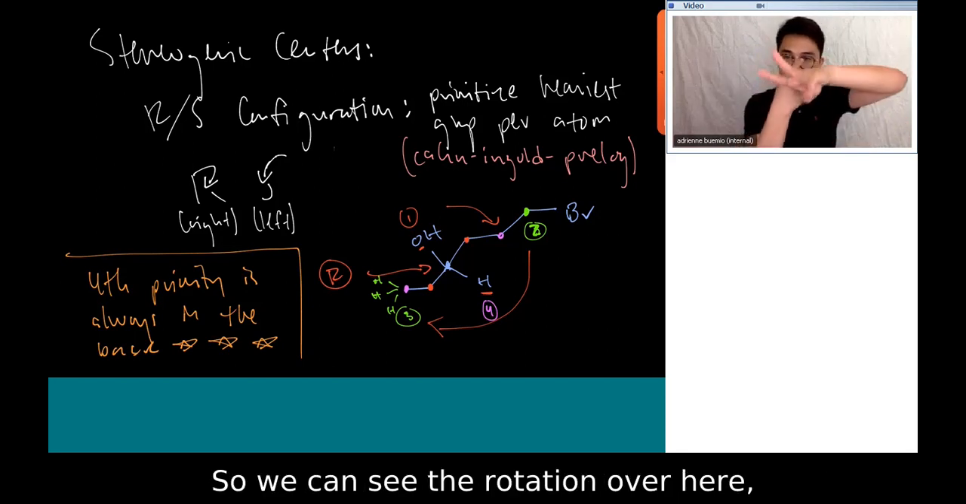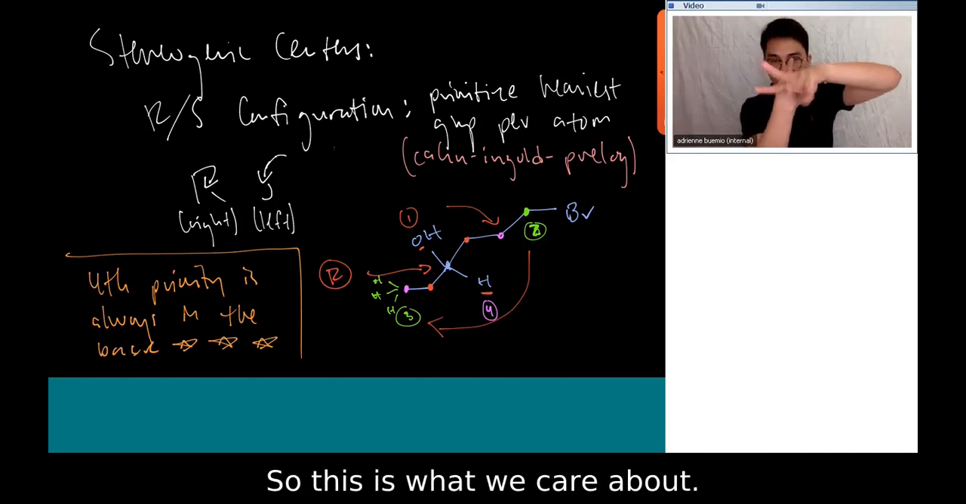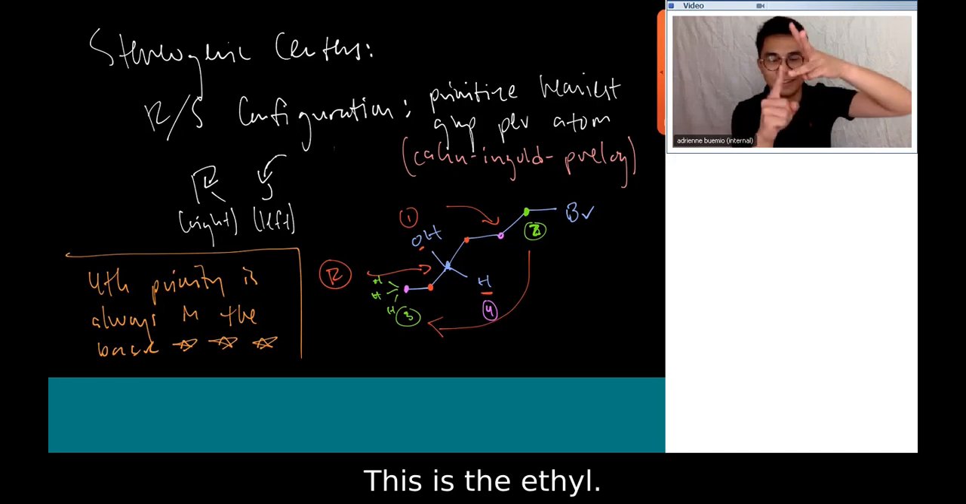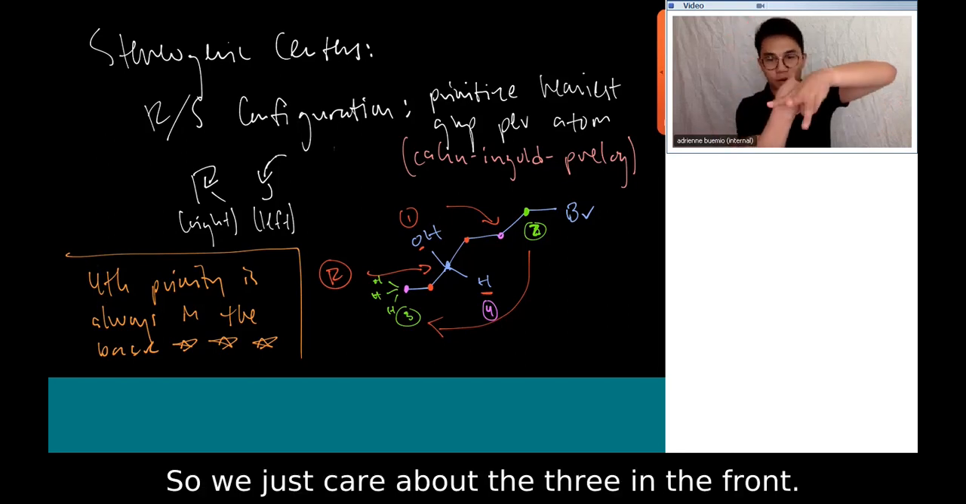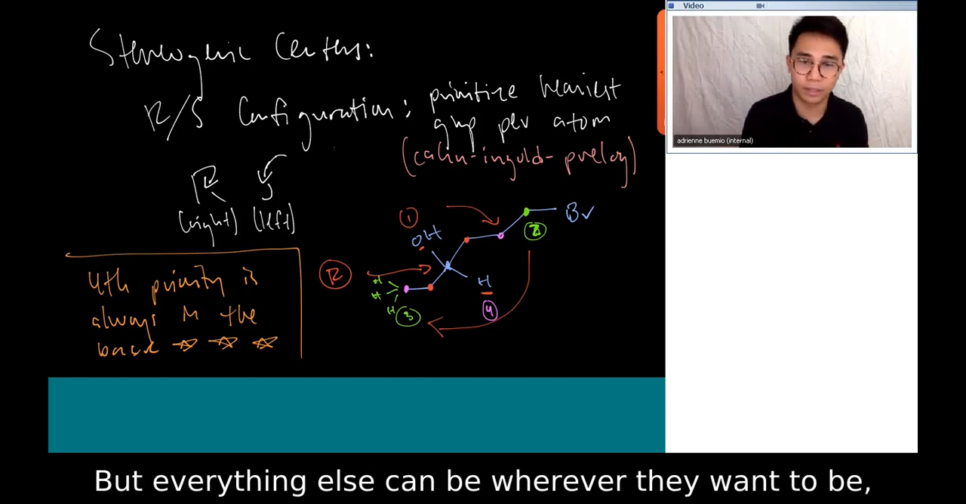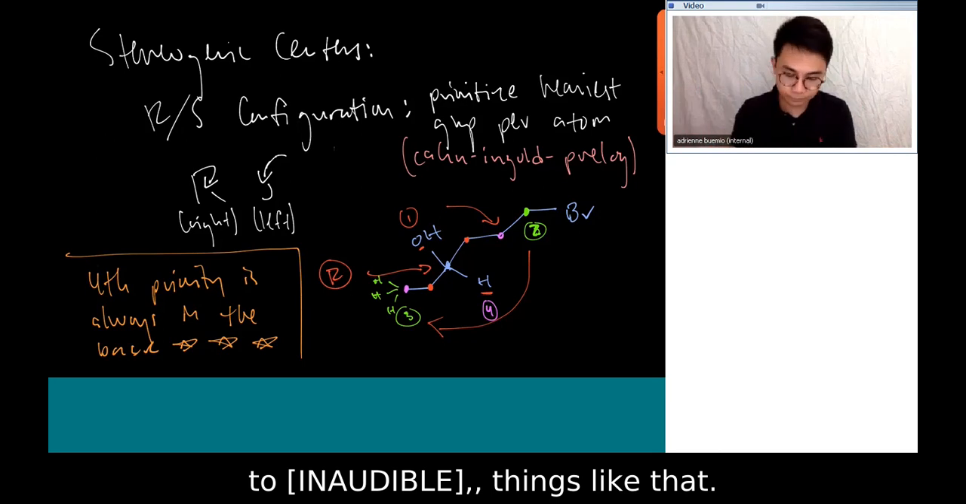So we can see the rotations over here. Well, this fourth one we don't care about, right? So this is what we care about. This is the three. This is the OH. This is the Br. This is the ethyl, and this is the H, right? So we just care about the three in the front. And even more so, fourth priority is always in the back, but everything else can be wherever they want to be, right? The first priority can be on the plane, towards you, things like that.